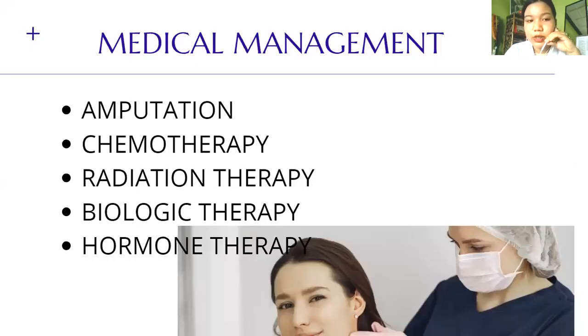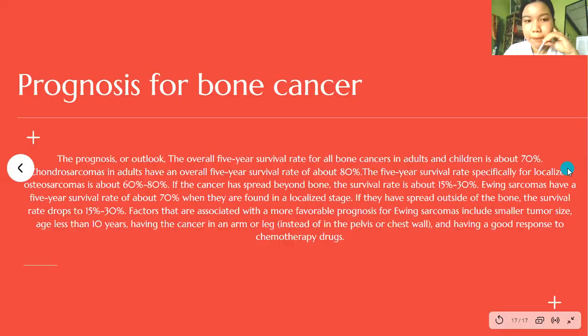For medical management, there is amputation, chemotherapy, radiation therapy, biologic therapy, and hormone therapy. Prognosis for bone cancer. The prognosis or outlook. The overall 5-year survival rate for all bone cancers in adults and children is about 70%. Chondrosarcomas in adults have an overall 5-year survival rate of about 80%. The 5-year survival rate specifically for localized osteosarcomas is about 60 to 80%. If the cancer has spread beyond bone, the survival rate is about 15 to 30%.